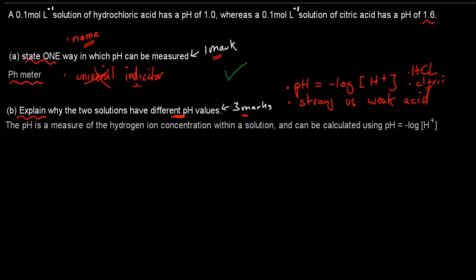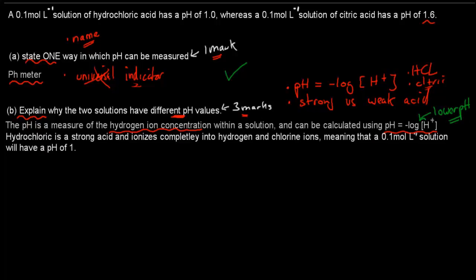Alright, so first things first. The pH is a measure of hydrogen ion concentration within the solution and can be calculated using pH equals minus log of the concentration of hydrogen. So what that means is that the more hydrogen concentration you have, so the more hydrogen there is in the solution, the lower the pH. So the more we have, the lower the pH. That's what this sentence gives you.